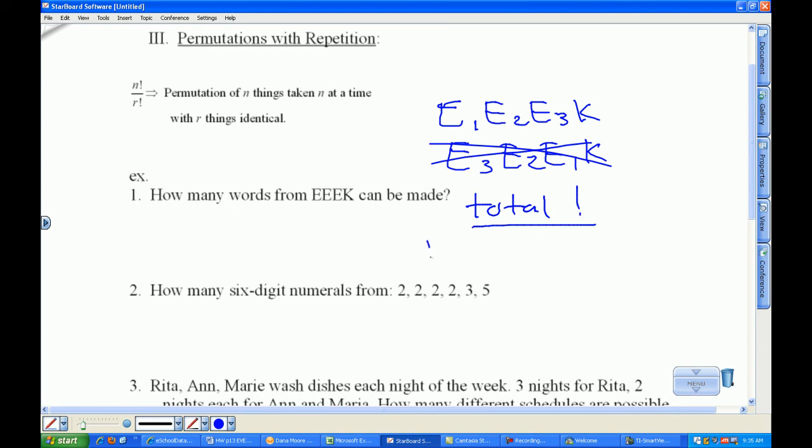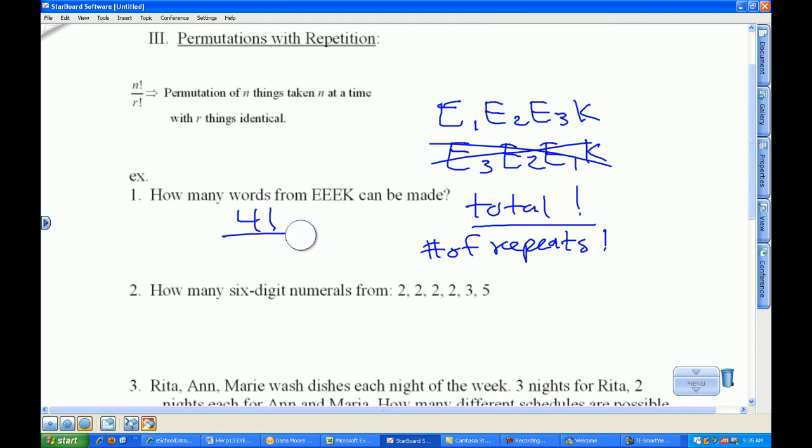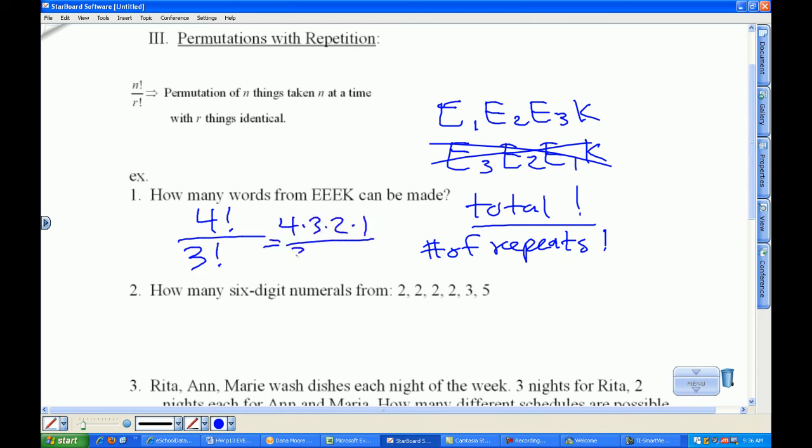divided by the number of repeats factorial. So we're talking about 4 letters. We're using them all up, okay? So it's 4 factorial, and then there are 3 E's. So we do 4 times 3 times 2 times 1 over 3 times 2 times 1. Problem is easy to the point where I'm not going to bother wasting time typing it in the calculator.